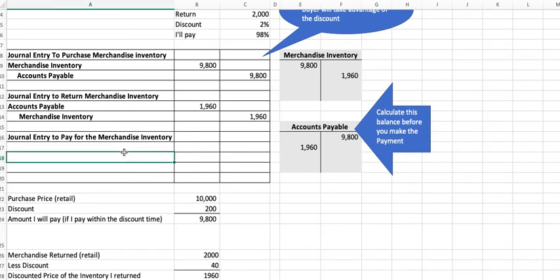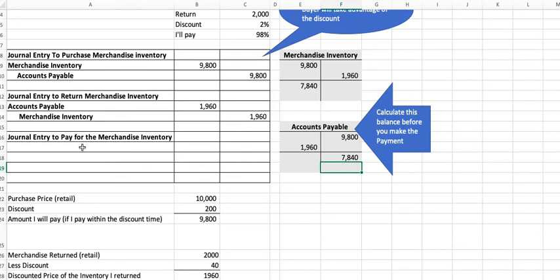The last journal entry you need to know is how to pay off your bill. But before we pay off the bill, we have to calculate the balance of what we owe. So I'm going to go ahead and total out these T accounts. So I'll draw a line on each T account, and then I'll figure out the balance for merchandise inventory, which is $9,800 minus $1,960. And the balance now for accounts payable is $9,800 minus $1,960 because I returned some of the inventory. And anytime you make a return, you don't have to pay for that portion.